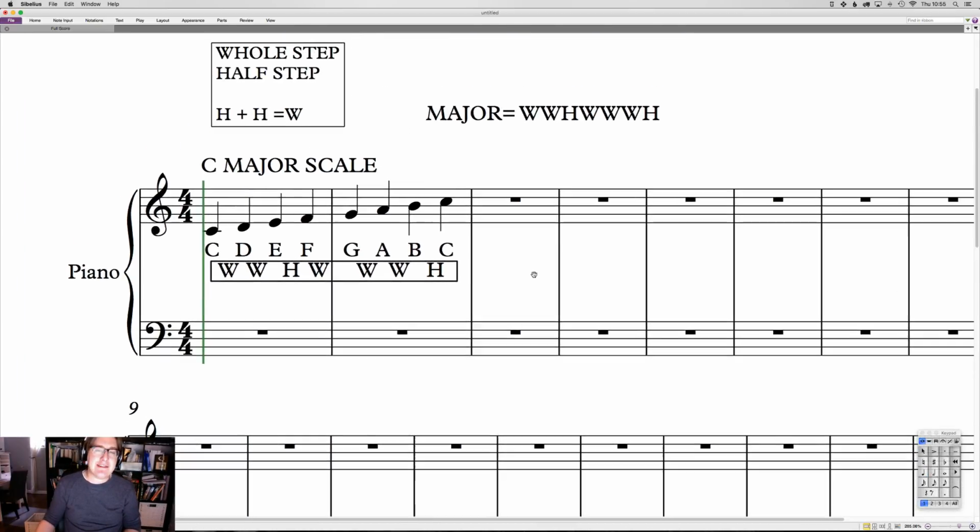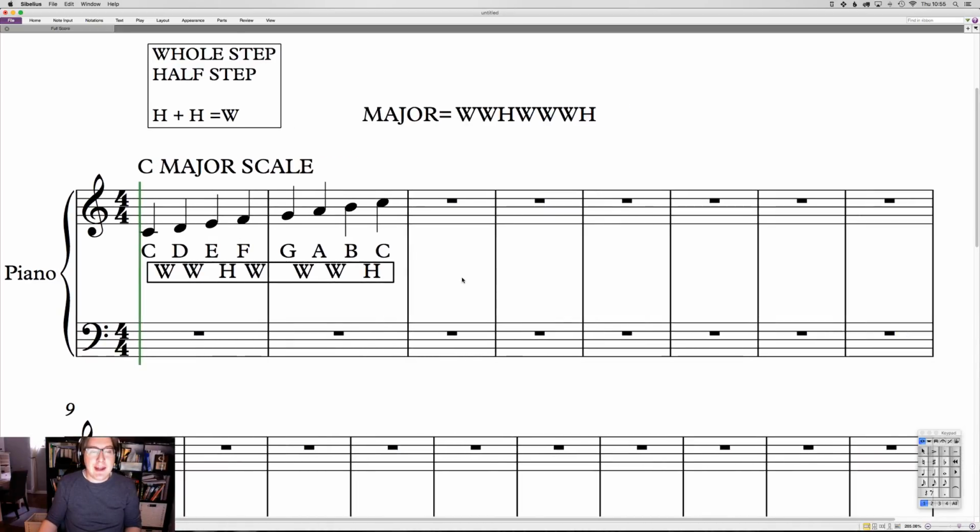And that's the last thing we're going to talk about today. The last thing I want to make sure that we cover is this idea that when we create this whole-half pattern, we're not just defining the spaces between the notes, we're also giving each note a role, a job to do.